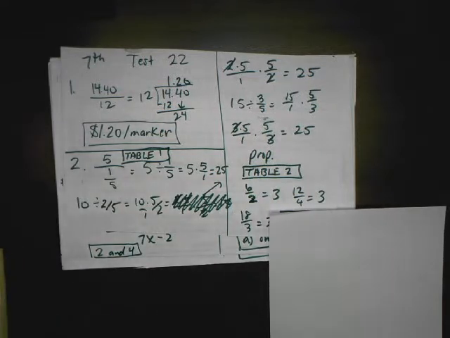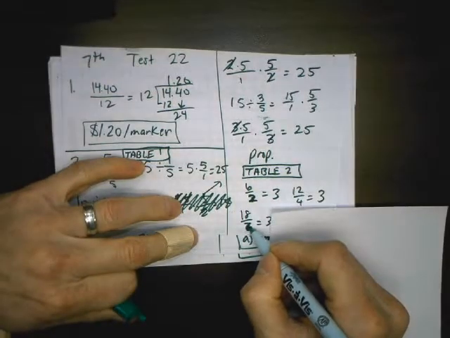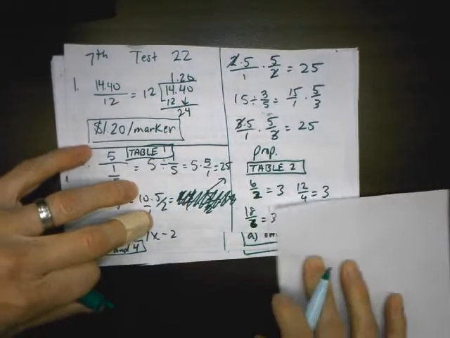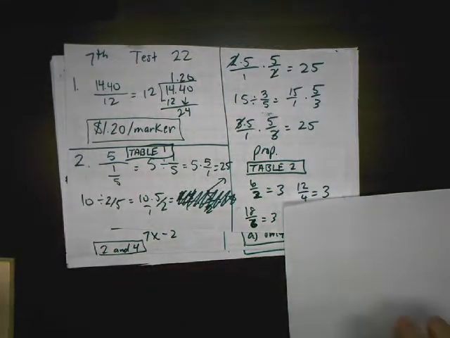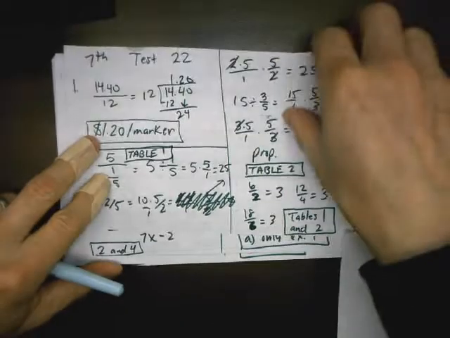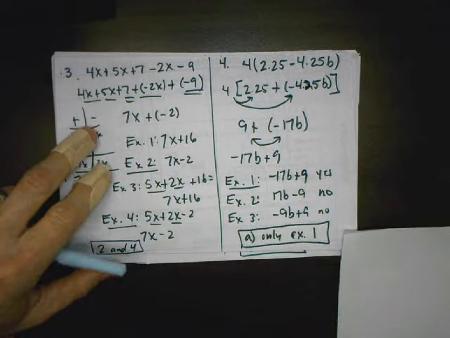Whoops, that's a typo there. Got to talk to my secretary about that. That's a typo there. 18 over 6, we get a ratio of 3. They're all the same. That means tables 1 and 2 are both proportional.